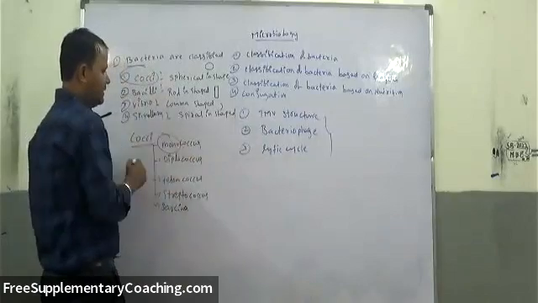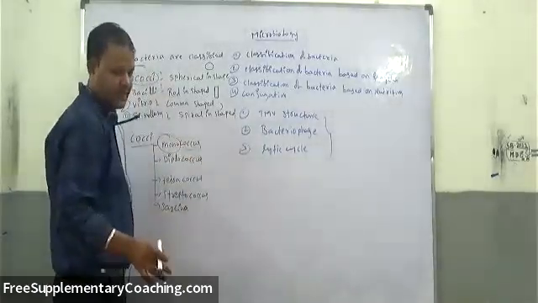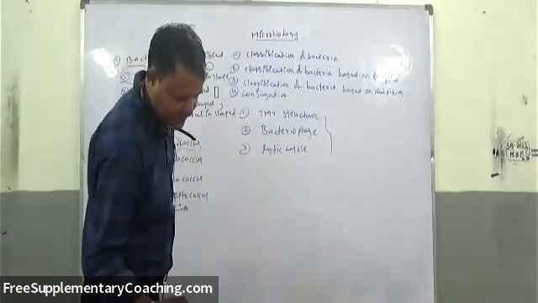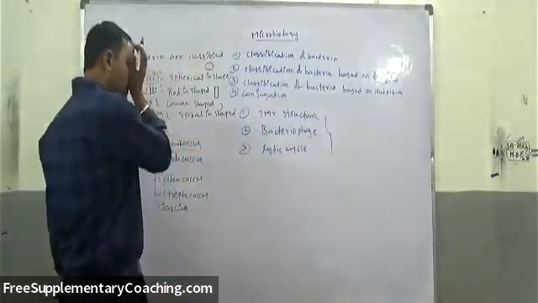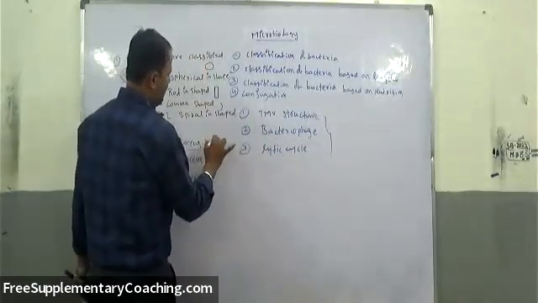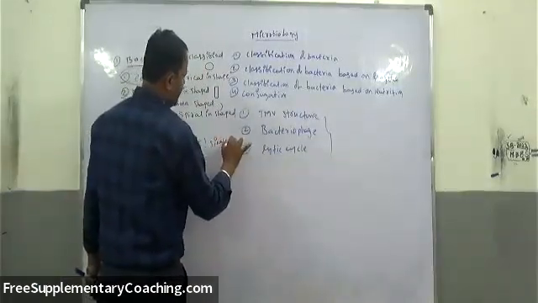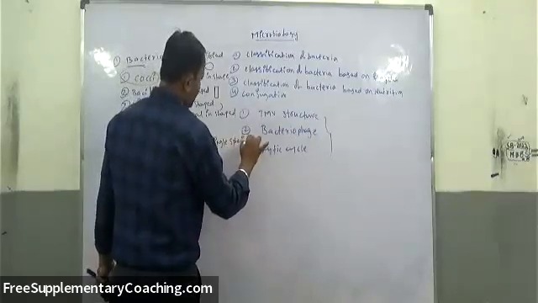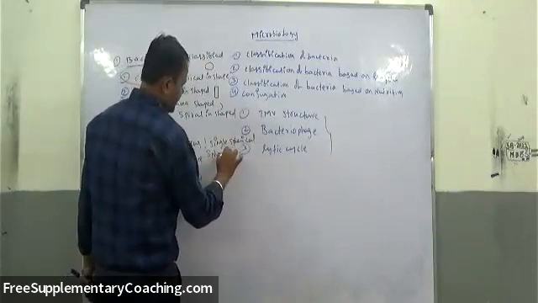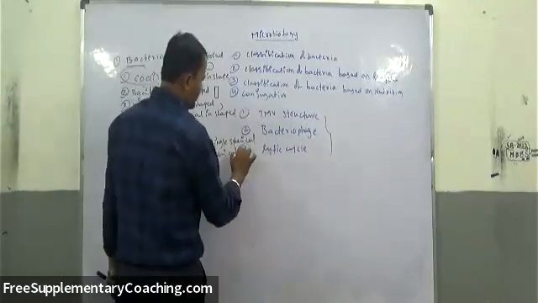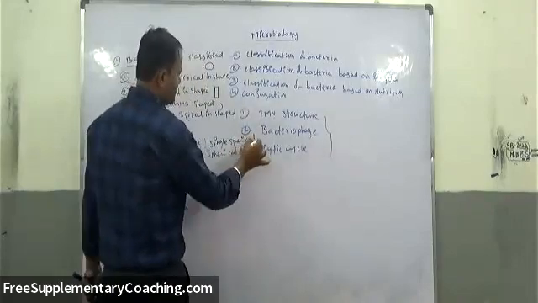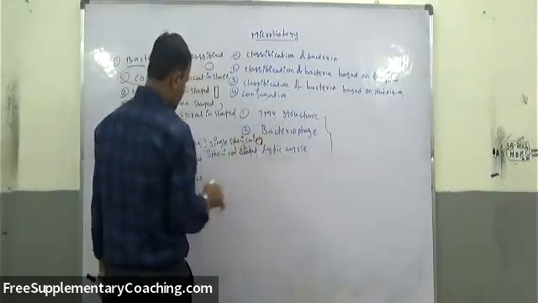Mono means single. Coccus means spherical. So single spherical shaped bacteria are called monococcus, right? These are monococcus, single and spherical in shape.